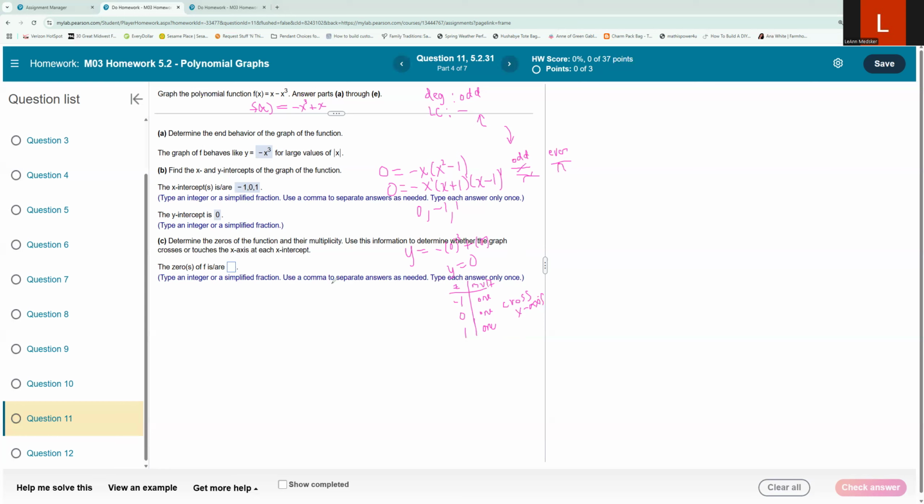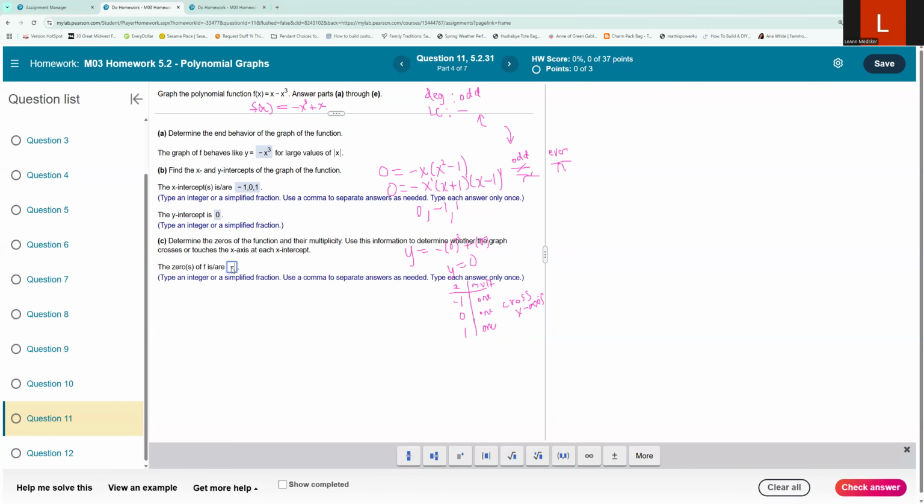Okay. And then it says, use the information to determine whether the graph crosses or touches the x-axis at each intercept. Our zeros are our x-intercepts. So I'm guessing they're just going to have us retype those.